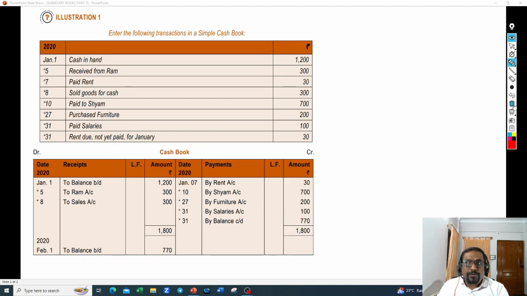So in the next video we talk about the two columnar cash book and three columnar cash book. If time permits, I will cover both. Otherwise, I will finish off two columnar and then move on to the three columnar cash book. That's all about the cash book today.